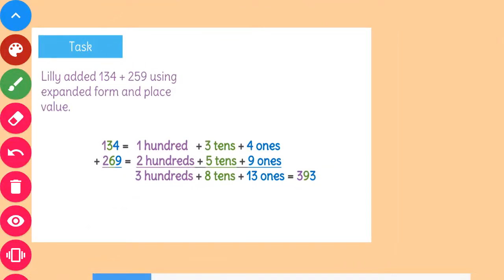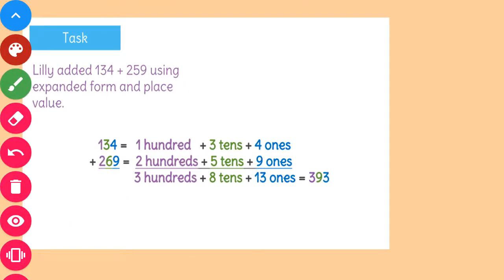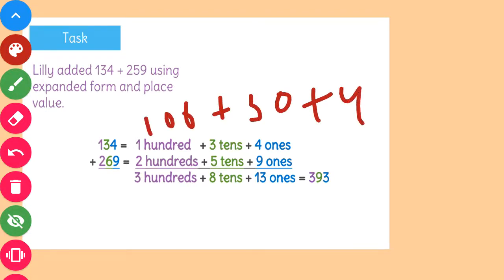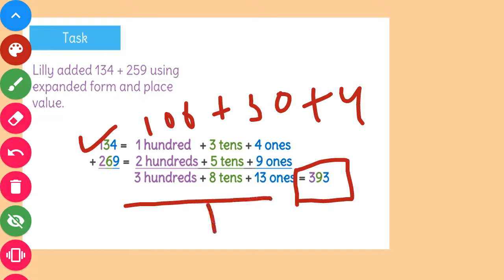Let us take one more example. Lily added 134 plus 259 using expanded form. So let us see, 134 will be 100 plus 30 plus 4. And as Lily has written, 100 plus 3 tens plus 4 ones. And 259, 200 plus 5 tens plus 9 ones. So the answer will be 393 when we add them. Okay.